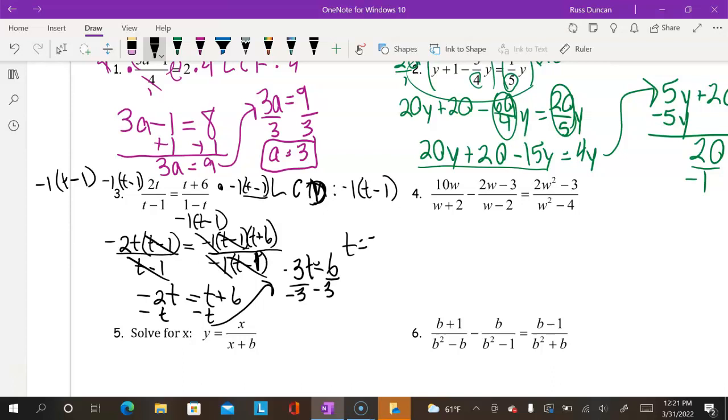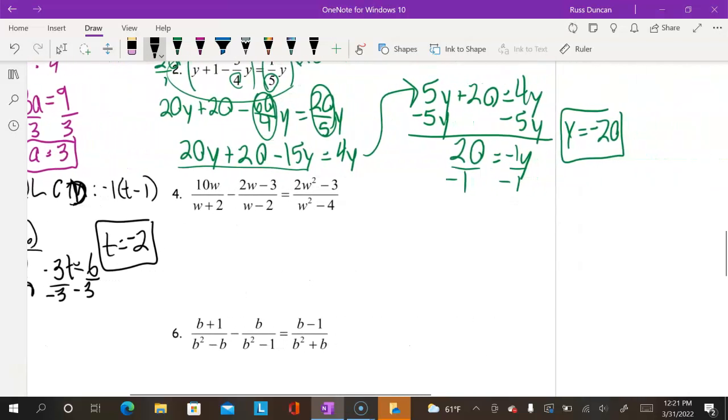Divided by -3, t is -2. Again, let's sub it in. -2 minus 1. As long as this denominator isn't 0, we're cool. And -2 will not do that to it. So we're okay.